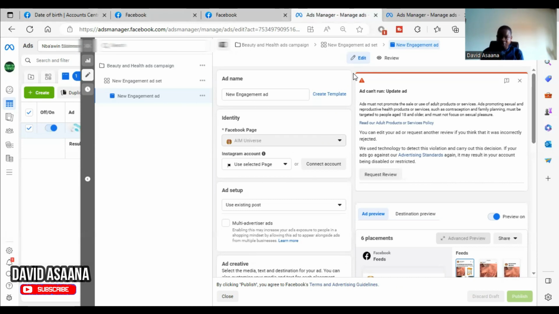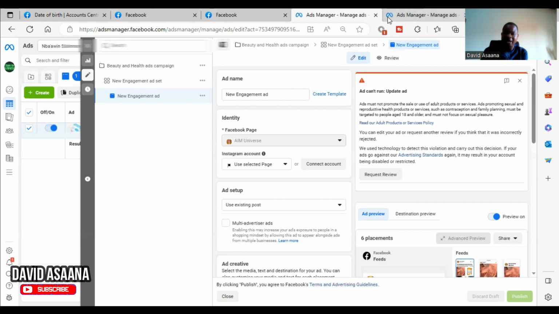For this one, for example, Facebook is saying "Ad can't run. Ads must not promote the sale or use of adult products or services. Ads promoting sexual and reproductive health products or services, such as contraception and family planning, must be targeted to people aged 18 and older and must not focus on sexual pleasure." So the long and short of it is that sexual enhancement drugs are not allowed on Facebook. And there are several other products that are not allowed.